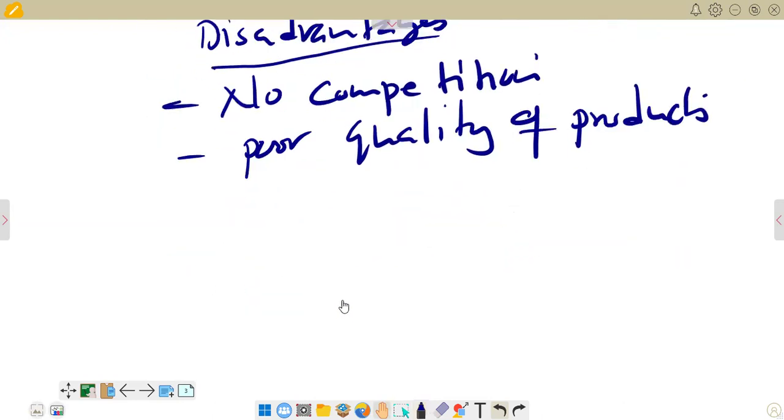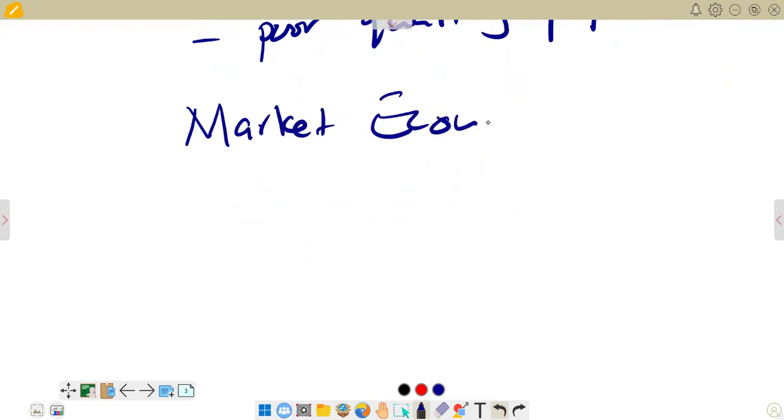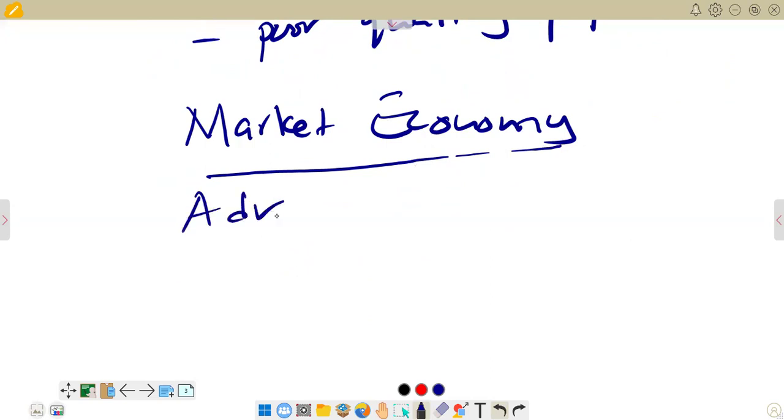So we can move on to market economy now in terms of advantages and disadvantages. On market economy, we are saying there is no government interference. That is the main point that we have under market economy. So what advantages can we deduce from that? That is what we want to look at.